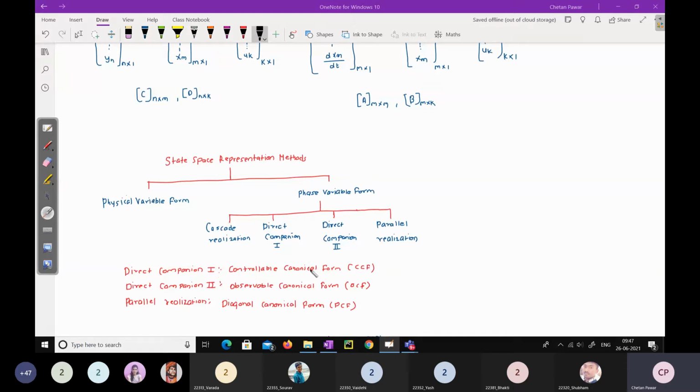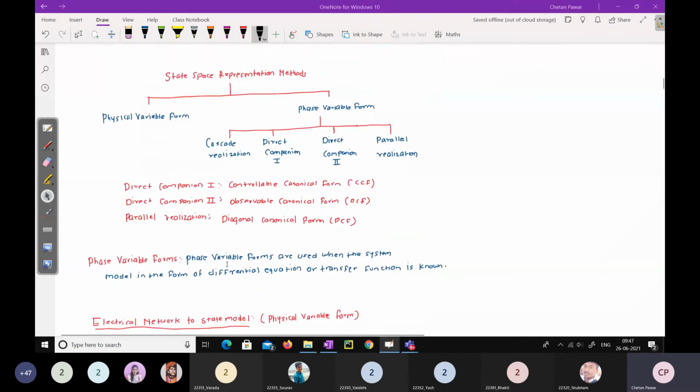We will see later. Time being, you just see this. Direct companion second form is observable canonical form, and parallel realization means diagonal canonical form. Okay, so let us see these methods one by one. So first we will start with the phase variable form.